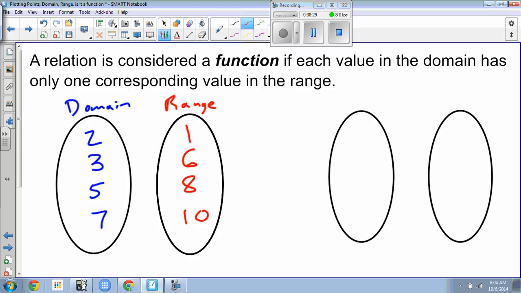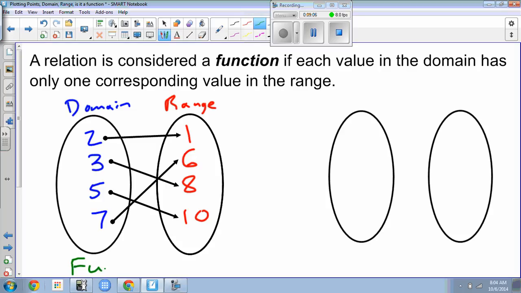I'm just making up these numbers. And let's say it connects up kind of like this. We said the 2 was going to go with the 1. So we have 2, 1 is a point in this relation. Let's say the 3 goes with the 8. So 3, 8 would also be a point here. Maybe the 5 goes with the 10. So it works. And perhaps the 7 goes with the 6. There's a 7, 6 in this relation. So this would be an example of a function.